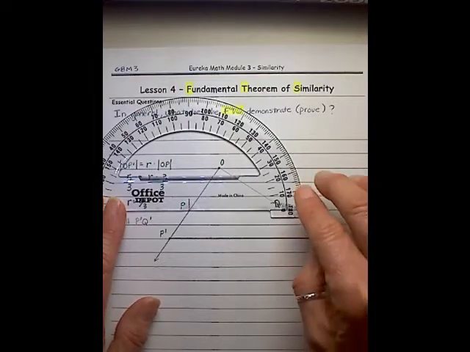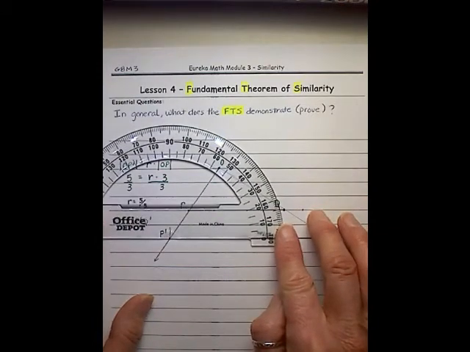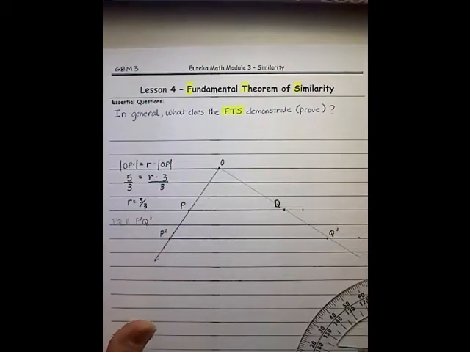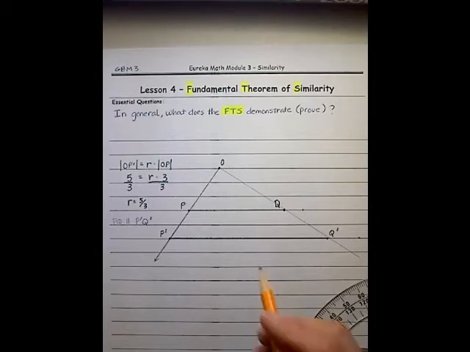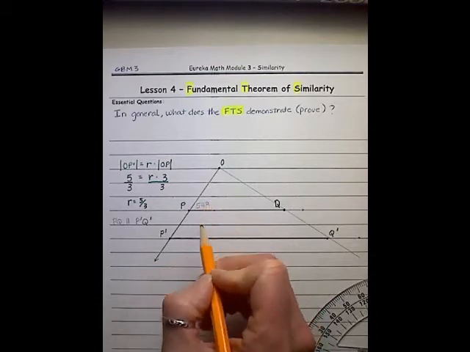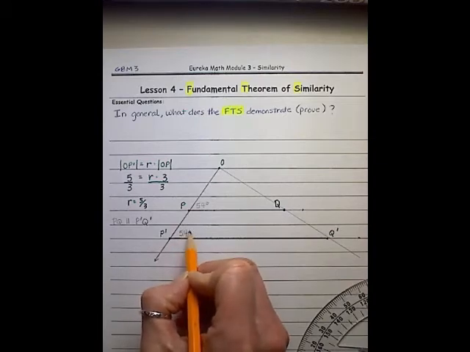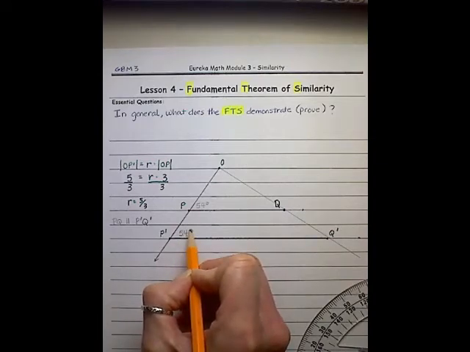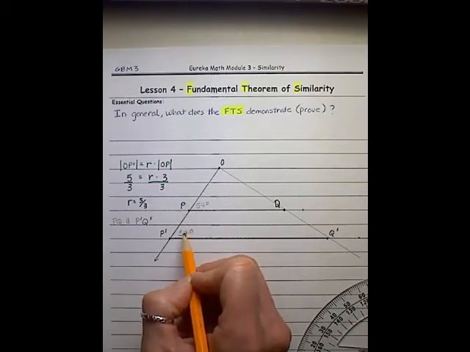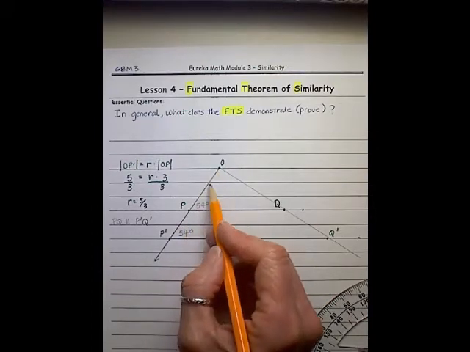So I've measured my angle and I have 54 degrees. Then I'm going to measure OP'Q'. And again, I have 54 degrees. So what I'm noticing is that angle OPQ is 54 degrees, and angle OP'Q' is 54 degrees. Notice that they're equal in measure. And actually, they must be equal in measure because they are corresponding angles on parallel lines cut by a transversal.